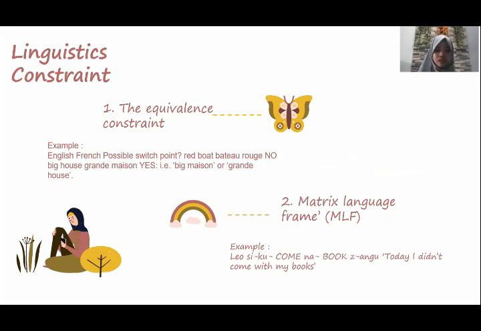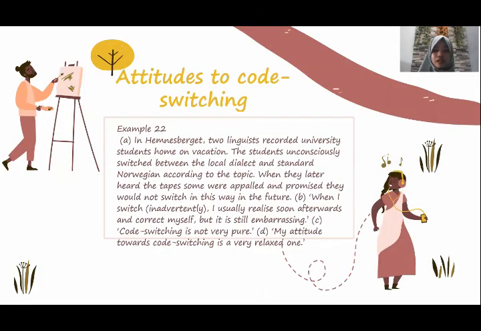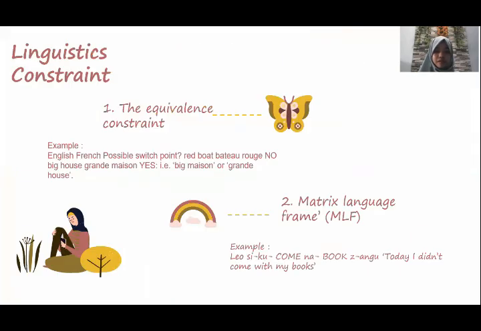Linguistic constraints. In this part, we can find two points. The first point is the equivalence constraint. Example, English first possible switch point: red boat, battle rock, no big house, grandy mansions, yes, big mansion or grandy house. And the second one is the matrix language frame, or MLF. Example: Leo, Siko, come, no book, Angu, today I didn't come with my books. Next.